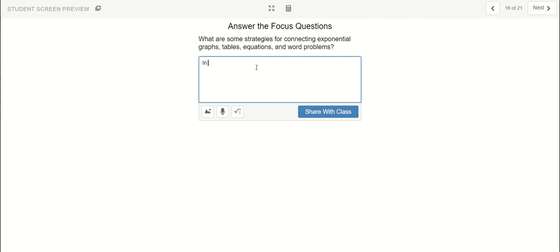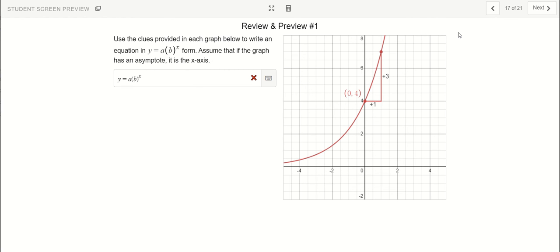So in all these representations, an exponential function has a growth factor, which is the multiplying pattern, and an initial value. So the secret to connecting all these representations is finding these two things. You need to be able to find the growth factor, whatever it's multiplying by, and you need to find the initial value, the starting point. So finding these review and preview problems, let's see again.